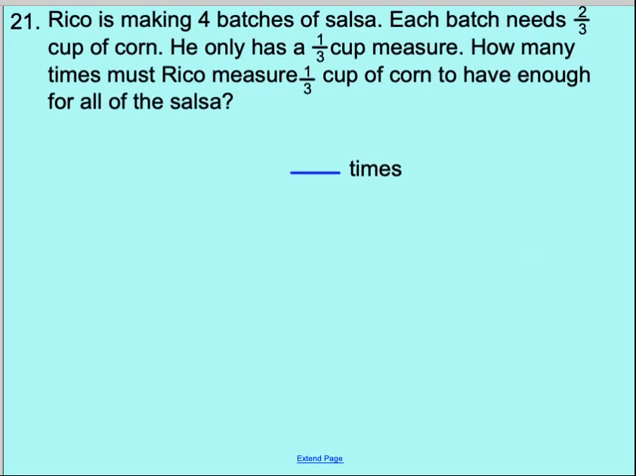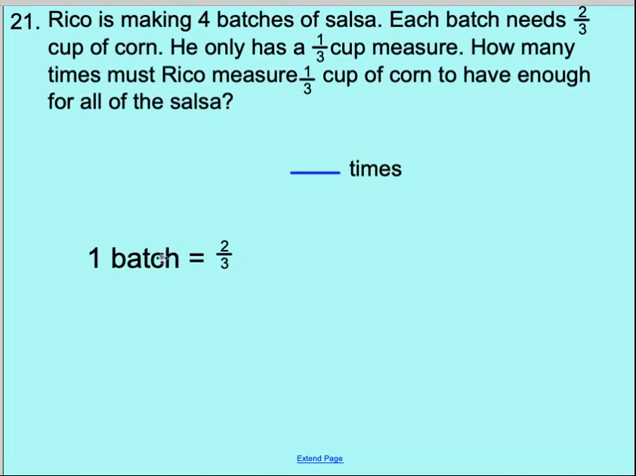Number 21. Rico is making 4 batches of salsa. Each batch needs 2/3 cup of corn. He only has a 1/3 cup measure. How many times must Rico measure 1/3 cup of corn to have enough for all the salsa? All right. So each batch needs 2/3 cup of corn, right? So 1 batch is equal to 2/3 cup of corn.